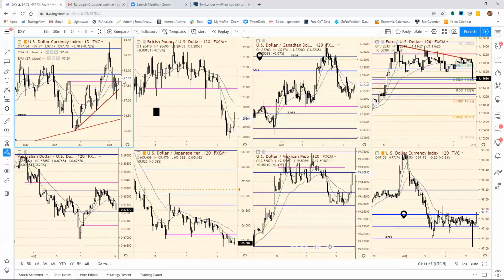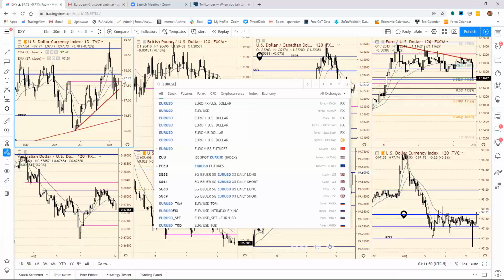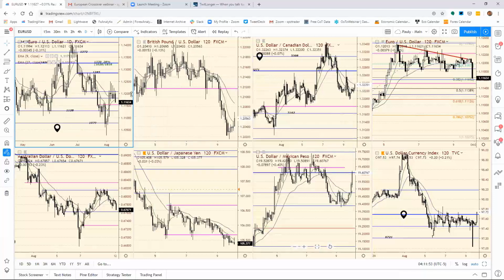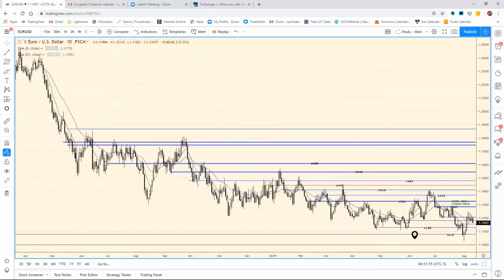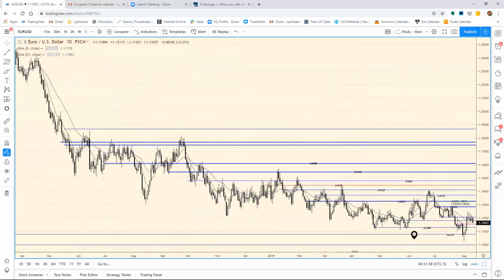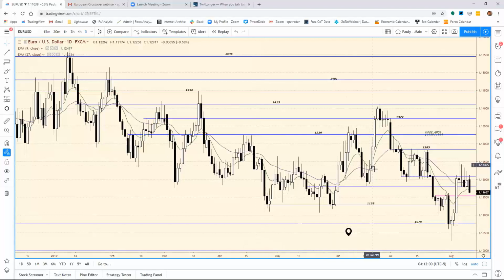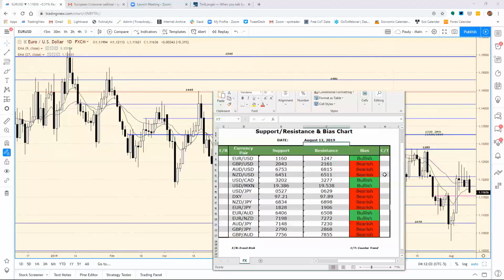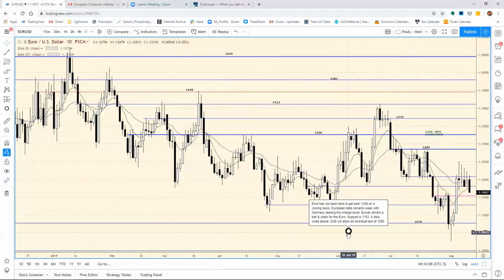And let's go move into the euro. The euro has not been able to get past 1208 on a closing basis. European data remains weak, with Germany leading the charge lower. Bunds remain a ball and chain for the euro. Support is 1153. A daily close above 1208 will allow an eventual test of 1285.